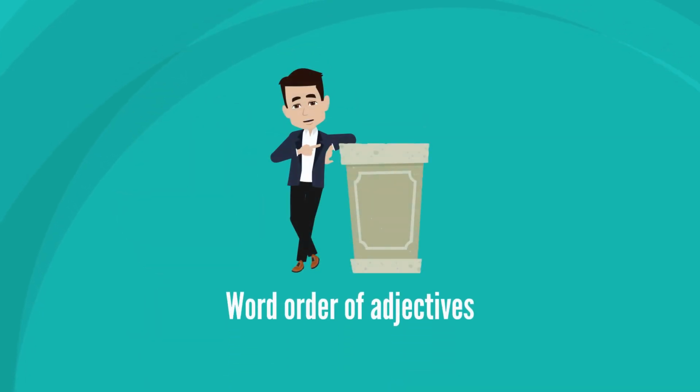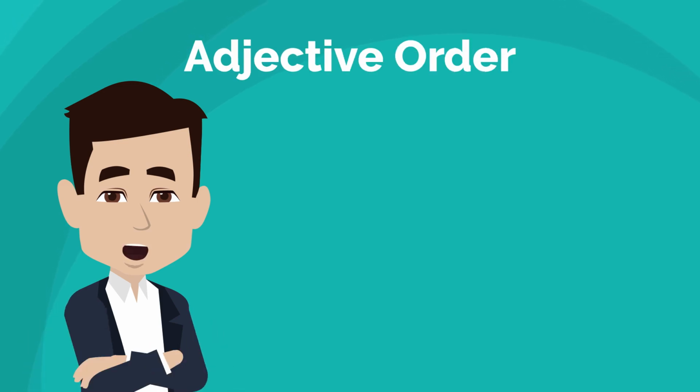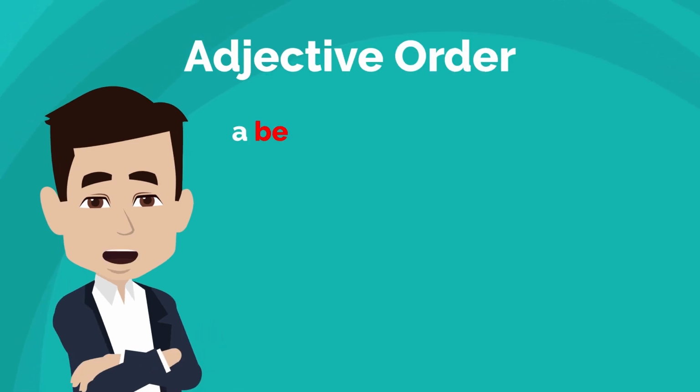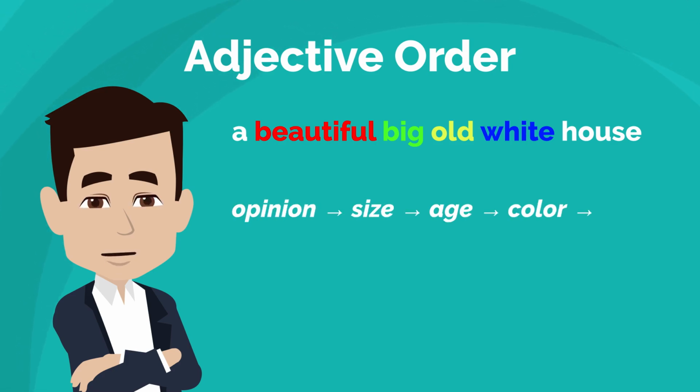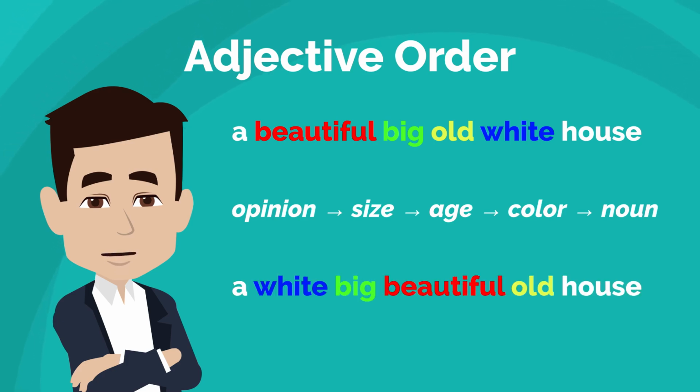Word order of adjectives. When we use more than one adjective, English has a natural order. For example, a beautiful big old white house. The order is usually opinion, size, age, color, noun. So we don't say a white big beautiful old house. That sounds strange.